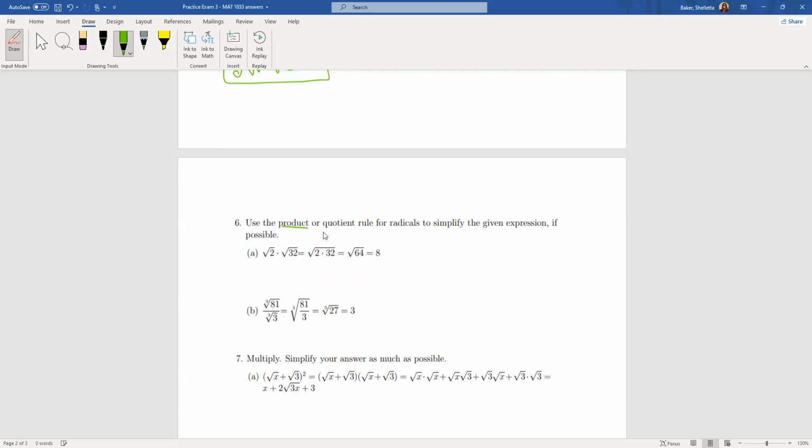We're taking the product and then the quotient for that second one. Product, we're multiplying these two inner terms. So 2 times 32 gives us 64, and the square root of 64 is 8. So this is our answer.